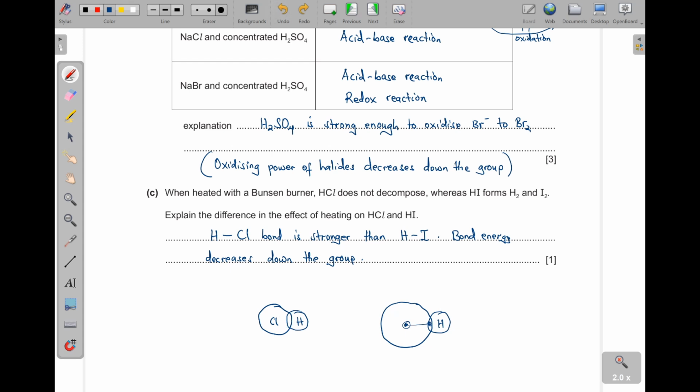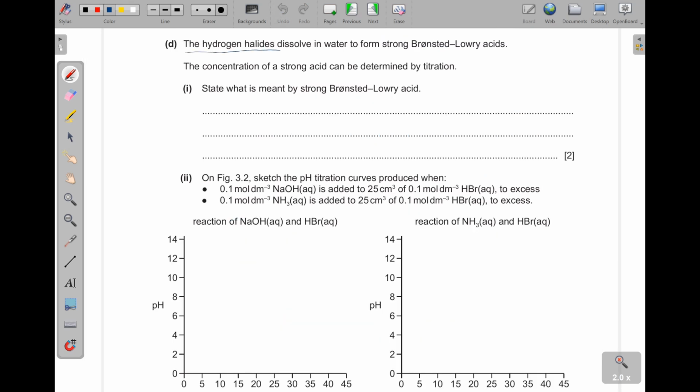So that is that. Part D, the hydrogen halides dissolve in water to form strong Bronsted-Lowry acids. The concentration of the strong acid can be determined by titration. State what is meant by strong Bronsted-Lowry acid. Now this one must be having 2 marks, yes. So you need to talk about strong and then this acid here.